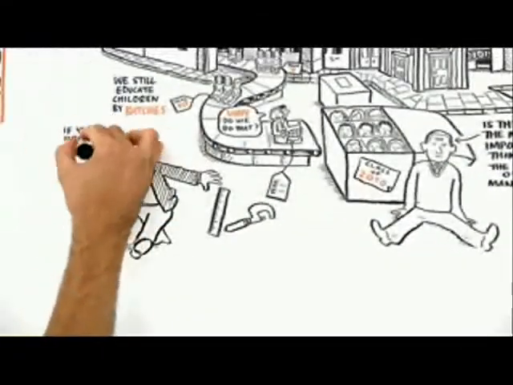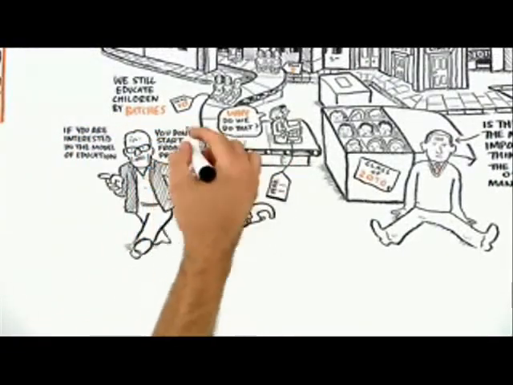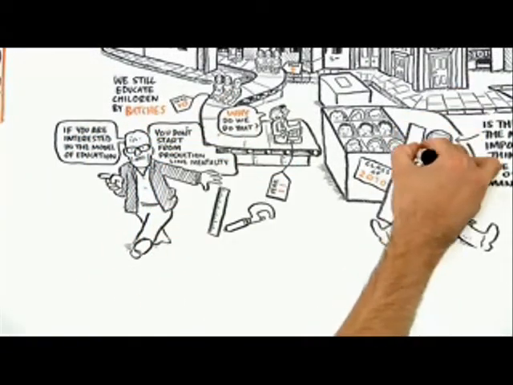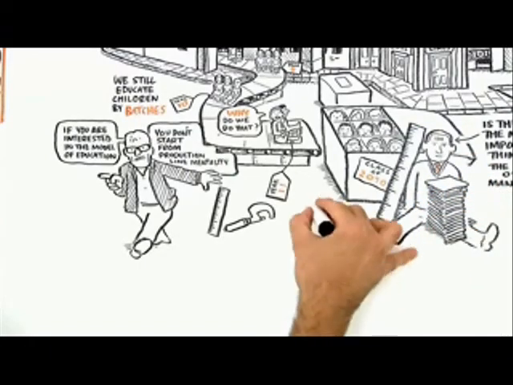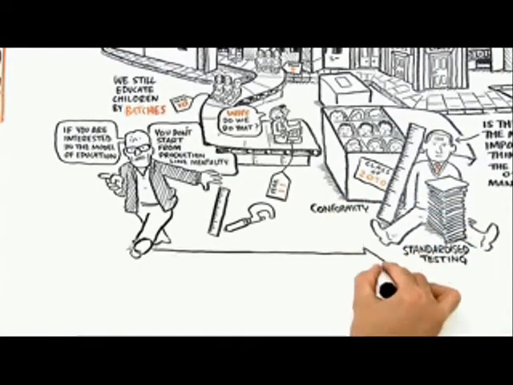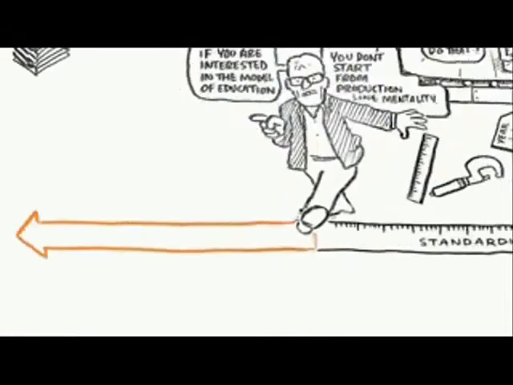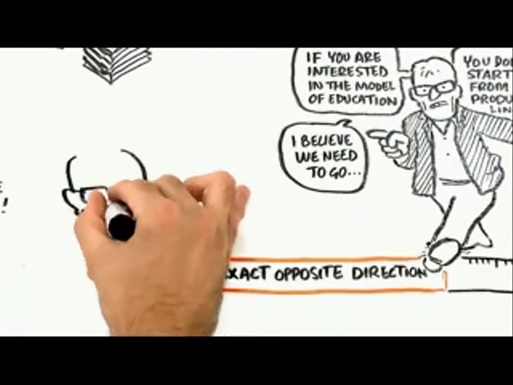If you're interested in the model of learning, you don't start from this production line mentality. It's essentially about conformity, and increasingly it's about that as you look at the growth of standardized testing and standardized curricula. And it's about standardization. I believe we've got to go in the exact opposite direction. That's what I mean about changing the paradigm.